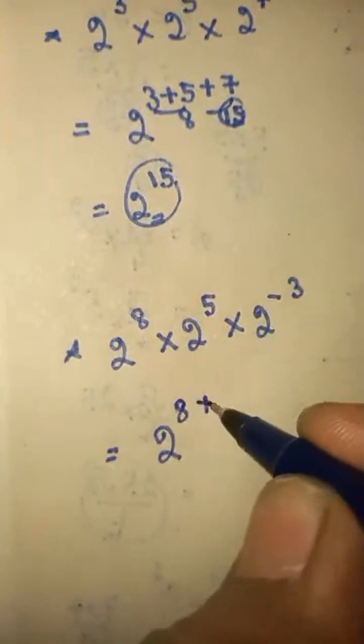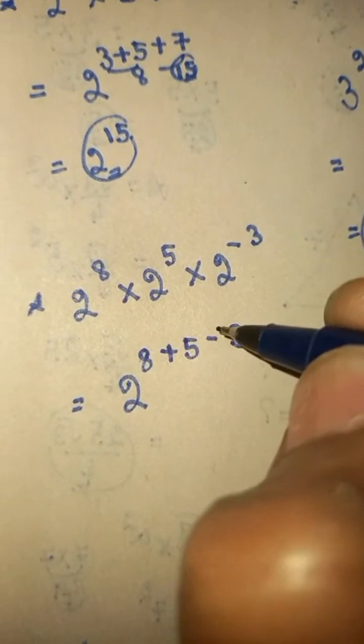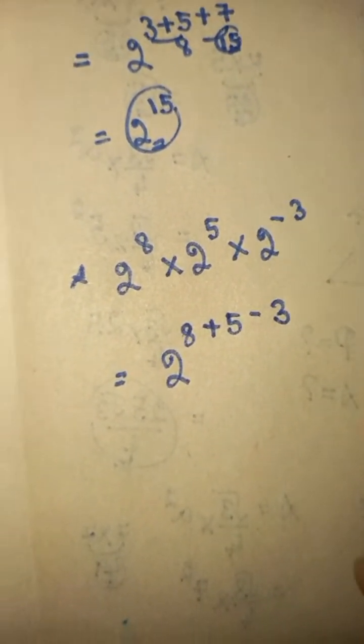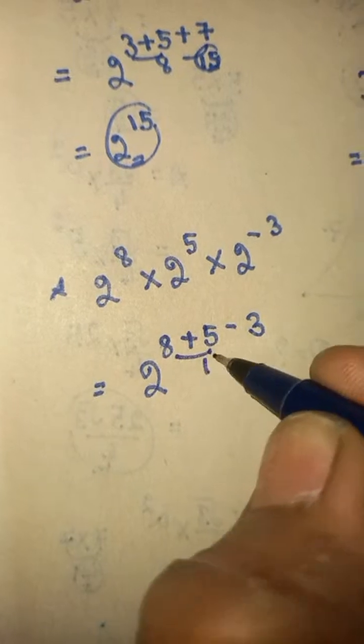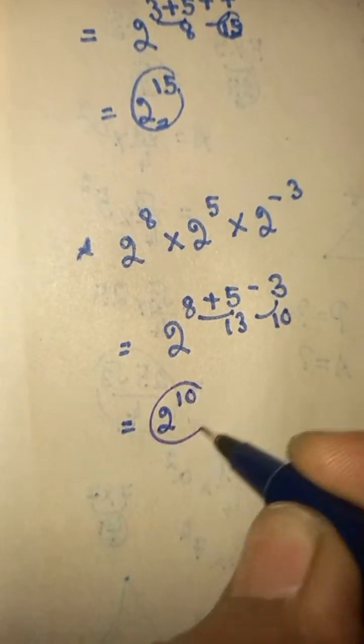Adding up powers means that the minus sign won't change anything. If you subtract, the minus becomes plus or plus becomes minus. 8 plus 5 will be equal to 13. 13 minus 3 is 10. So it will be equal to 2 power of 10.